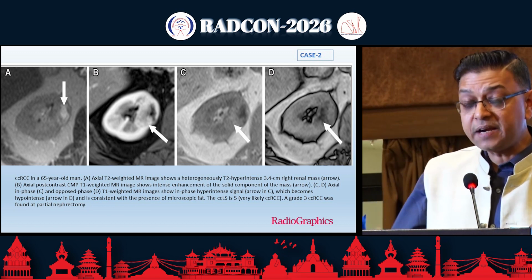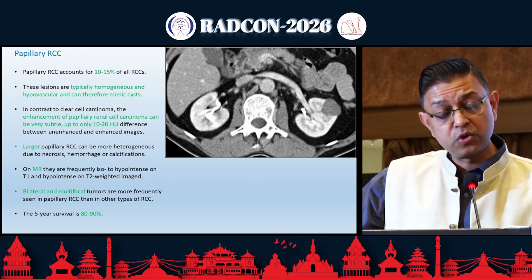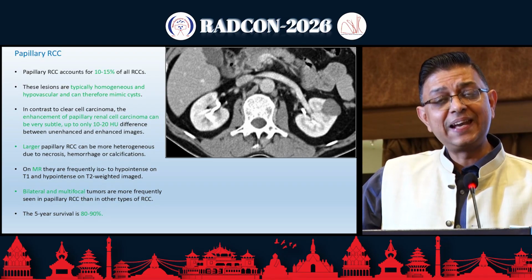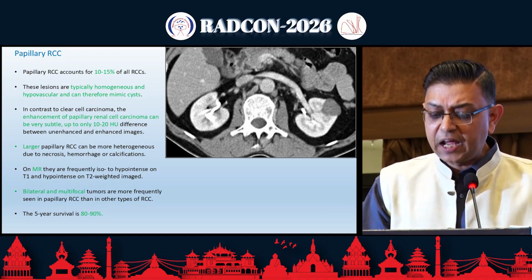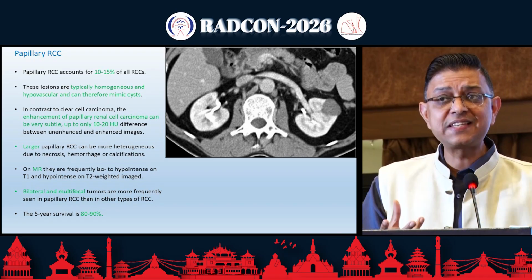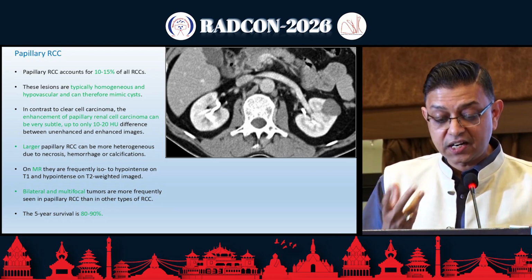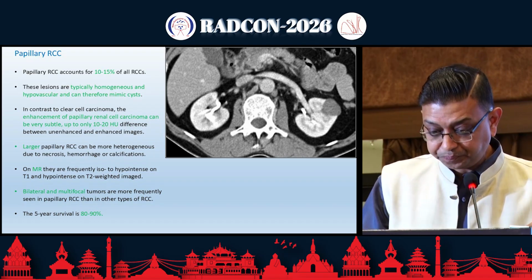Next case. The second most common is the papillary RCC. Though they have a better prognosis than clear cell, and are less common than clear cell, they can be very difficult to pick up because they look more like cysts. You might miss them as simple cysts and they might turn out to be papillary carcinomas. These are more bilateral and more multifocal.